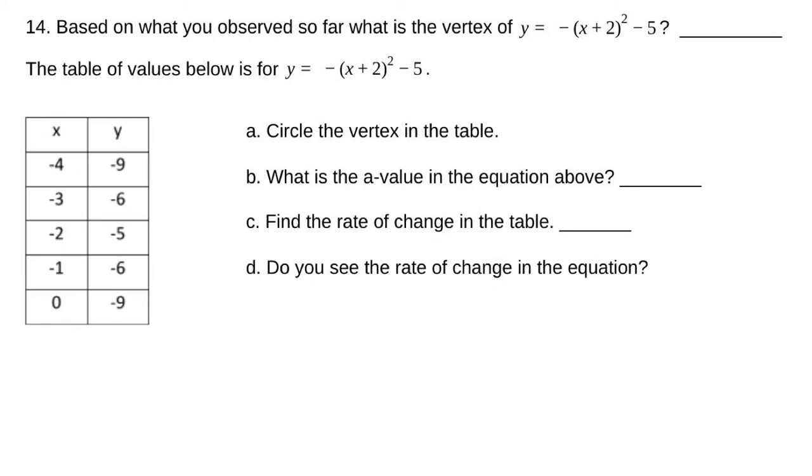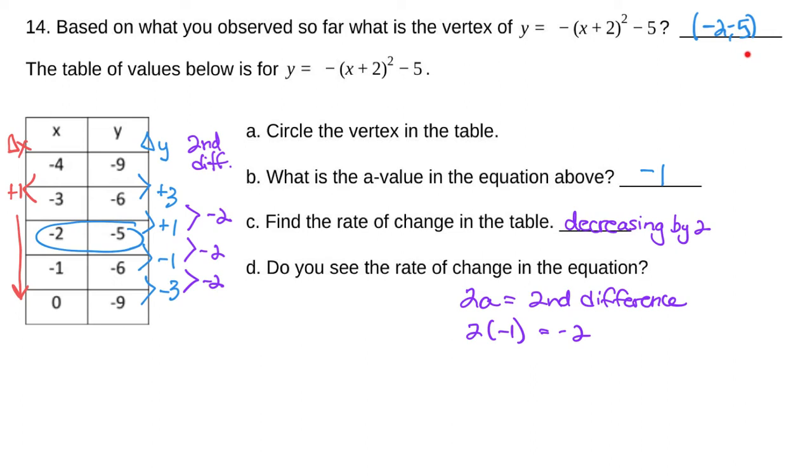Complete 14 on your own. Again, look and make sure you're matching, that your vertex matches what's in the table, and that you got your second difference to be -2. Our A value, when there's just a negative in front, remember that is just -1 or -1 over 1. And we found that our rate of change in the table was decreasing by 2. So again, the rate of change is not -2, the rate of change is decreasing by 2.